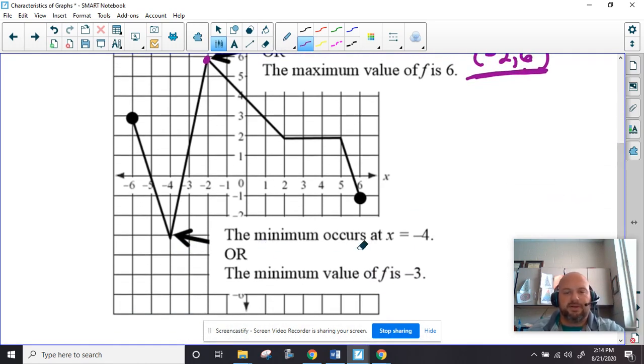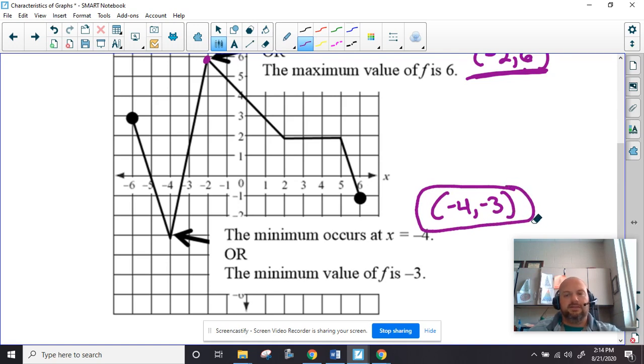Now, this is a minimum, and it occurs at (-4, -3). Again, in Mr. Jeffrey's world, this is what we're doing. Okay, it's (-4, -3). Now, I don't need all this. I need this. Okay, keep it simple.